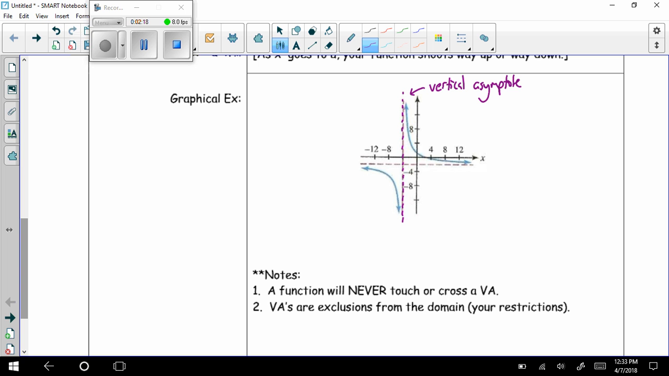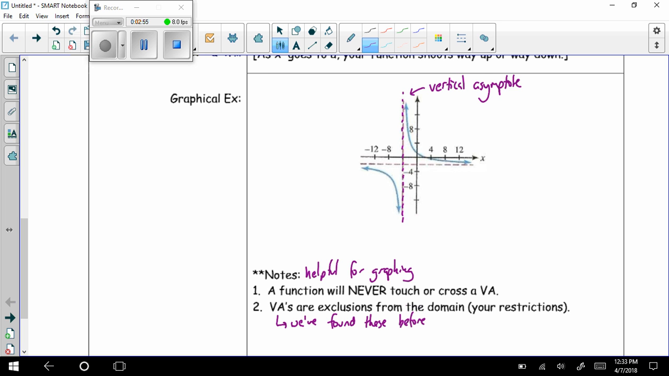So a couple things I do want to mention, and again, this is helpful for graphing. A function can never cross or touch a vertical asymptote. So you can see that blue line of the graphic is very, very close to my purple dotted line, but it never hits it. And most importantly, VAs are exclusions from the domain. Those are your domain restrictions. So we've actually found these before.